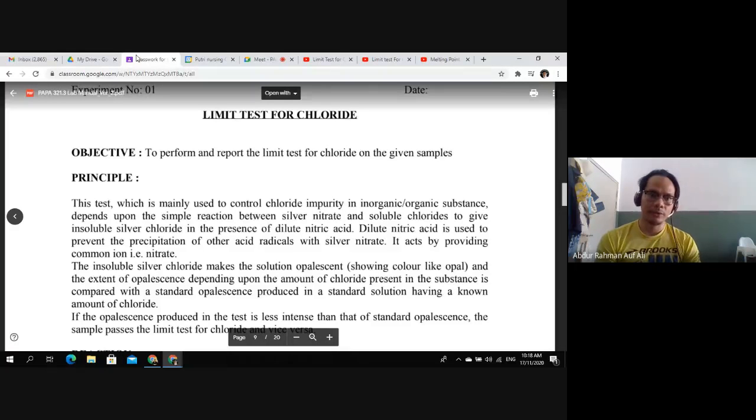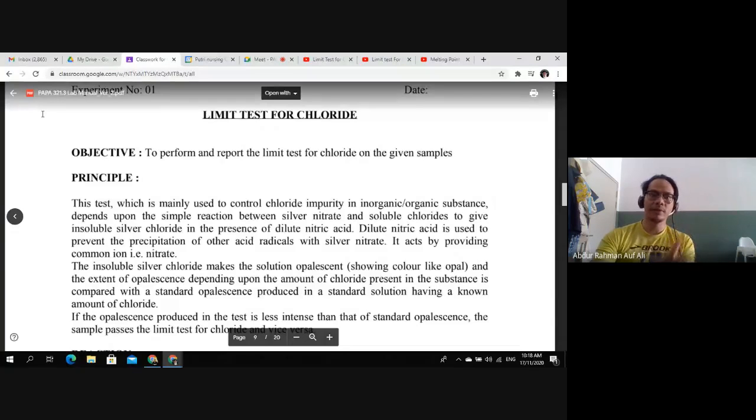So selalunya chloride impurity ni dia menunjukkan kehadiran inorganic ataupun organic substance, depends upon the simple reaction between silver nitrate dan soluble chloride. So dalam ubat, dalam those drugs, tablets ke, suspension ke, dia ada soluble chloride sejenis ions. Okay, so these ion dia akan bertindak balas dengan satu chemical atau reagent yang kita panggil sebagai silver nitrate. So this silver nitrate akan bertindak balas dengan chloride menghasilkan silver chloride, AgCl. Later saya akan tunjuk video, you will nampaklah everything is in action, all this chemical equation in action.